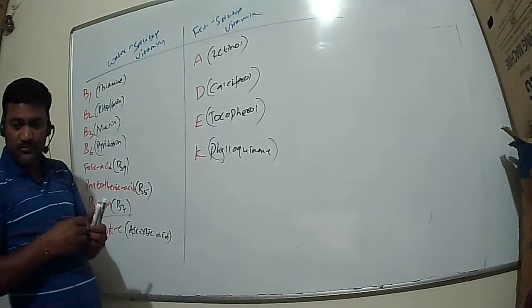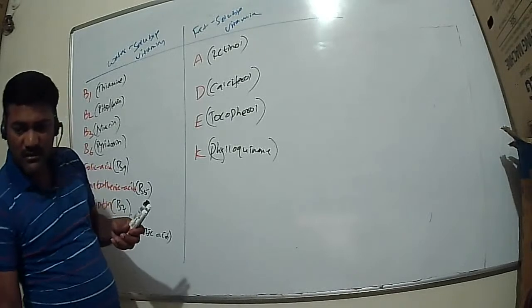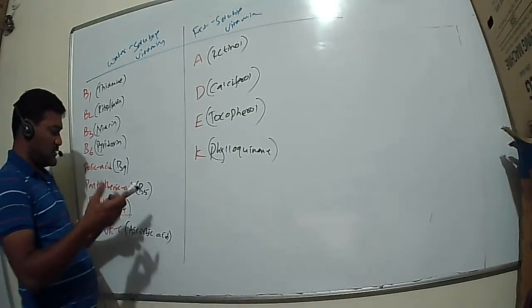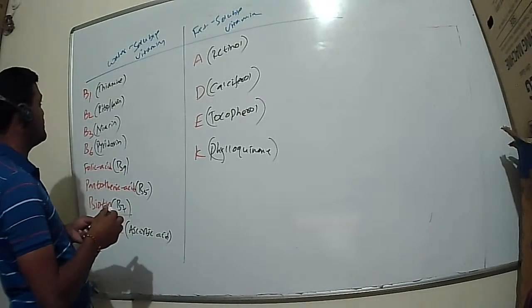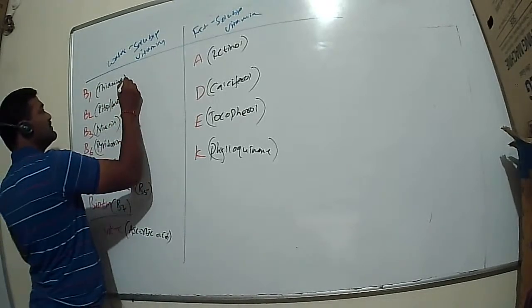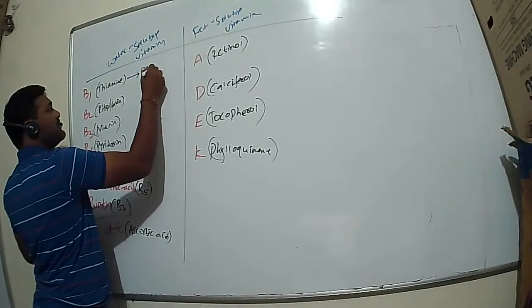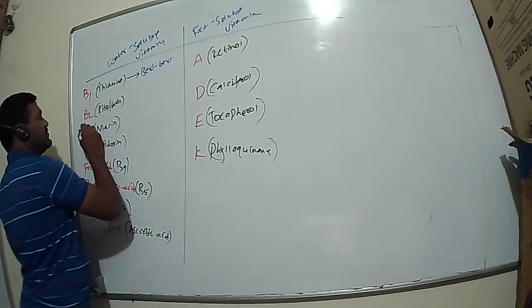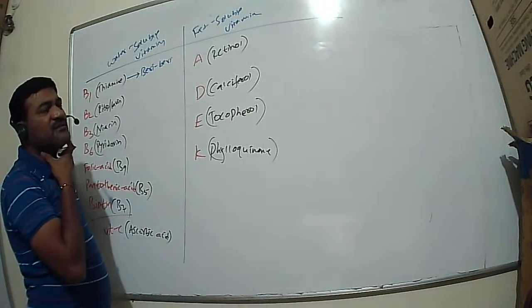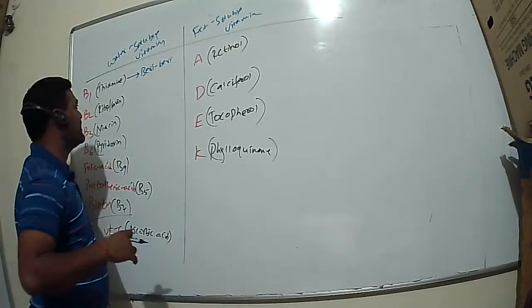Now coming to their deficiency diseases. Vitamin B1, thiamine deficiency causes beriberi. Beriberi. Okay. And beriberi means the calf muscles become very weak, with a tender abdomen.